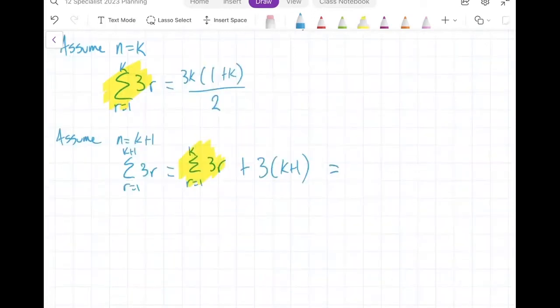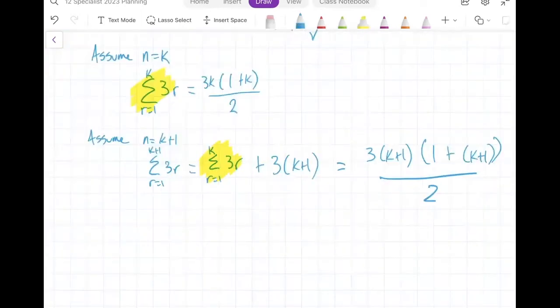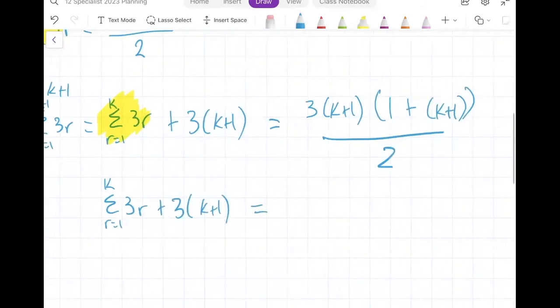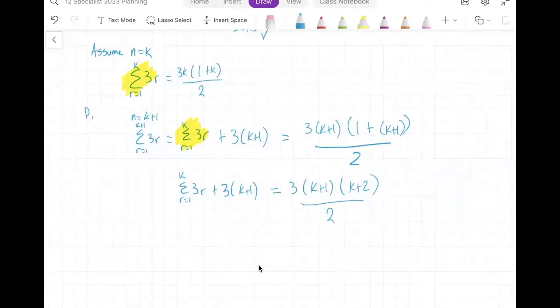This will equal my right-hand side, which will equal 3(k+1)(1+k+1) all over 2. If you tidy all of this up, what I'm essentially saying is the sum from r equals 1 to k+1 of 3r is equal to 3(k+1)(k+2) all divided by 2. Okay, I made a small typo here. I should write proof for n equals k plus 1.